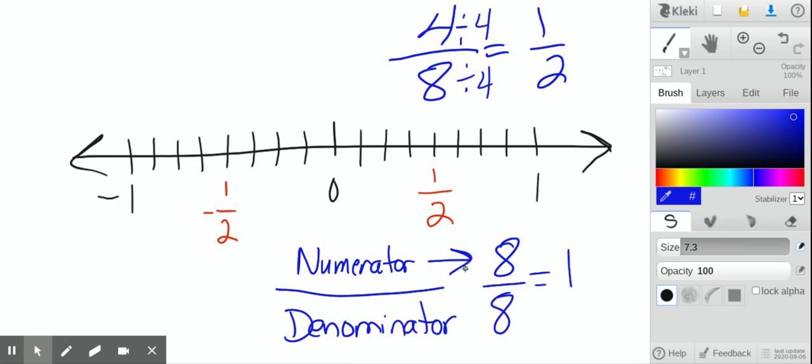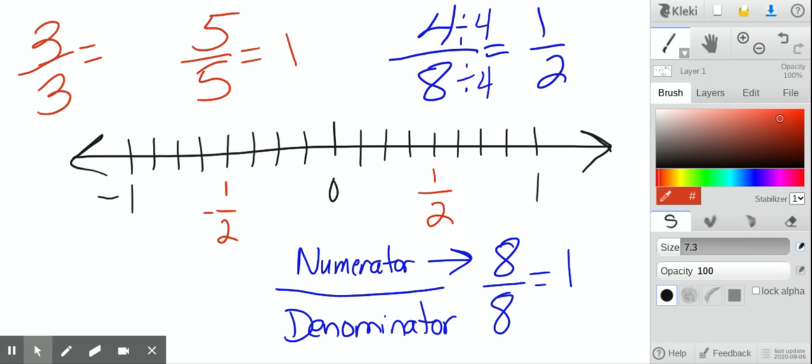So let's just say I had 5/5. I know that that equals 1 whole. 3/3. That equals 1 whole. When your numerator and denominator are the same number, it equals 1 whole. All right, so you need to understand what the tick marks represent when you are looking at number lines. Now, number lines could be made up completely differently. We've talked about them going by 1s, by 2s, by 5s, by 10s. In this case, this is going to be going by fraction form.